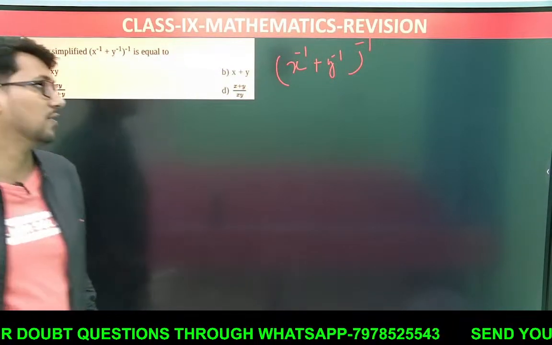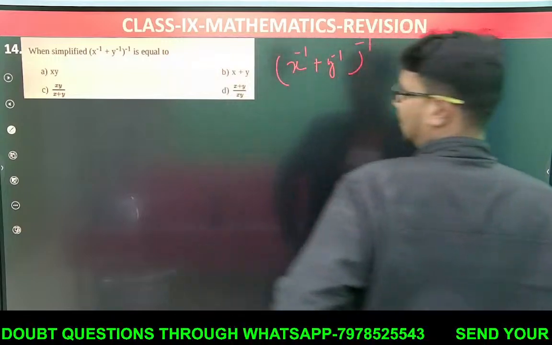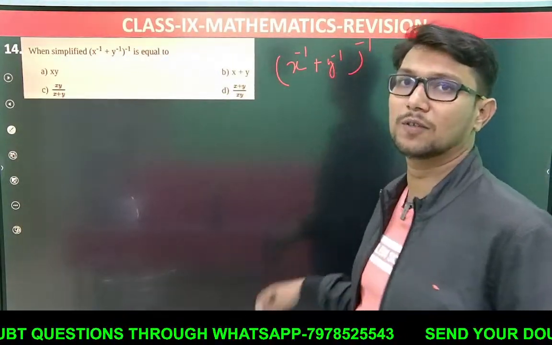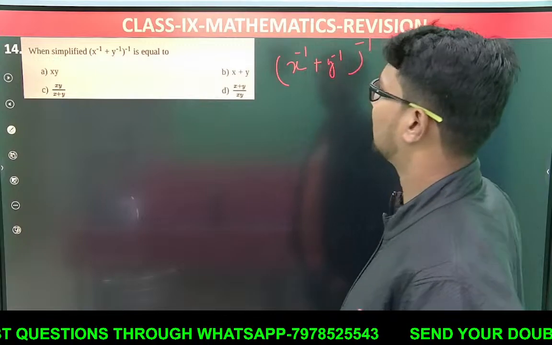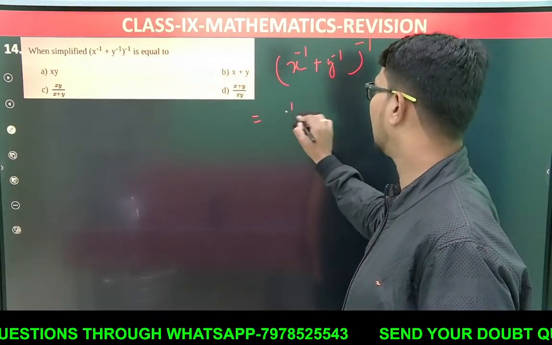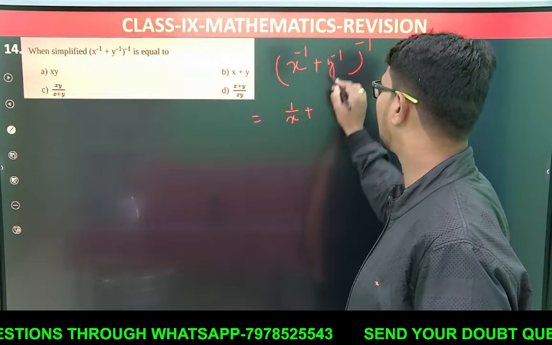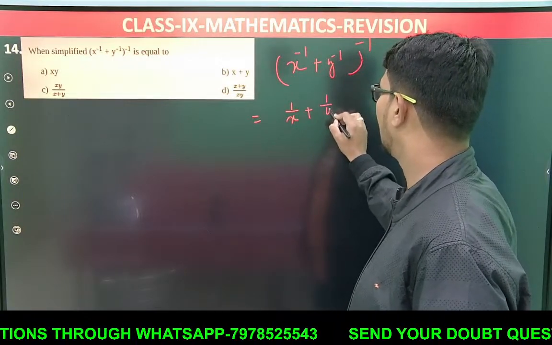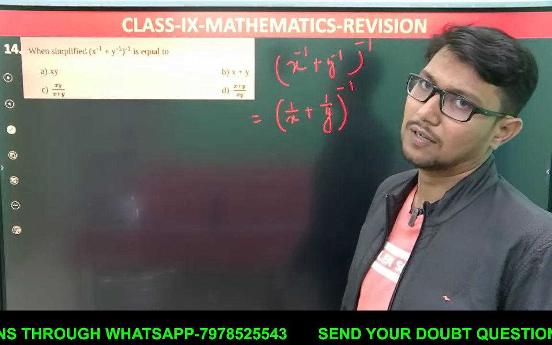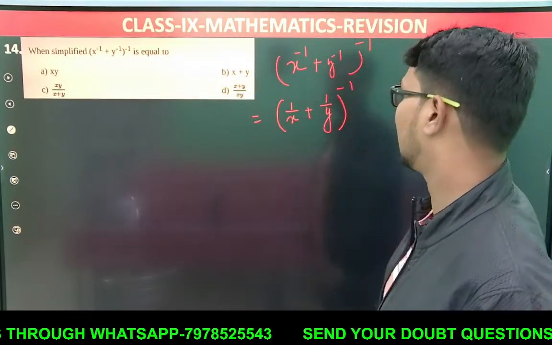Let us move to the question. So what is the question saying? (x to the power minus 1 plus y to the power minus 1) whole to the power minus 1. Value is how much? Very simple. x to the power minus 1 can be written as 1 by x, plus y to the power minus 1 can be written as 1 by y, whole to the power minus 1. Later on we have to solve this minus 1.